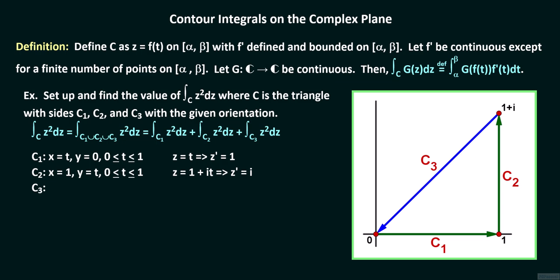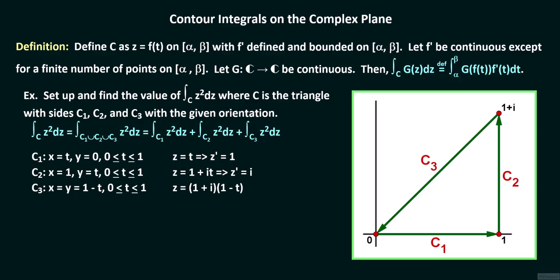For c sub 3, both x and y start at 1 and end at 0, so we set both x and y equal to 1 minus t, with 0 less than or equal to t less than or equal to 1. So z equals 1 minus t plus i times the quantity 1 minus t, or the product of 1 plus i and 1 minus t.